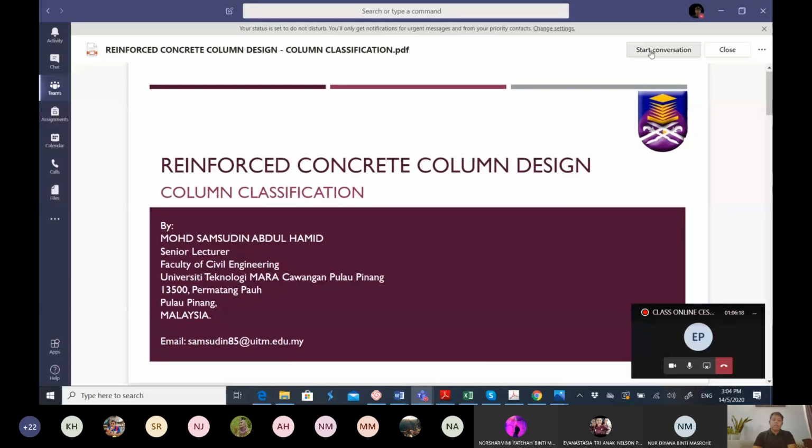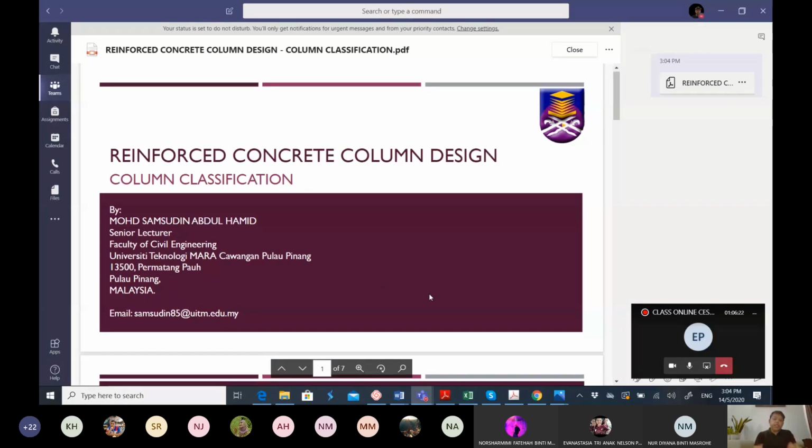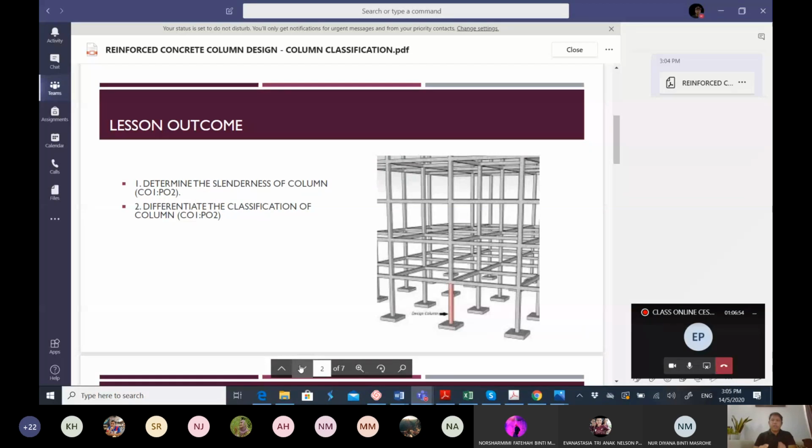Okay, so the column classification for the Eurocode and British Standard is different. This is specifically for Eurocode, which is a bit longer than the British Standard. If in the future you work as a structural engineer or designer and your company uses British Standard, you have to follow that method. So it is a different method. At the end of this lesson, you should be able to determine the slenderness of the column, and differentiate the classification of the column, either short or slender column.